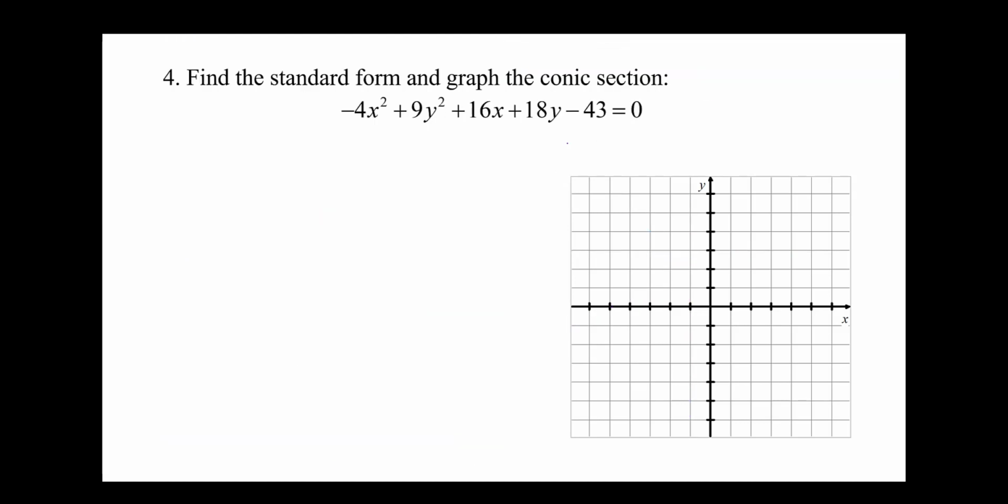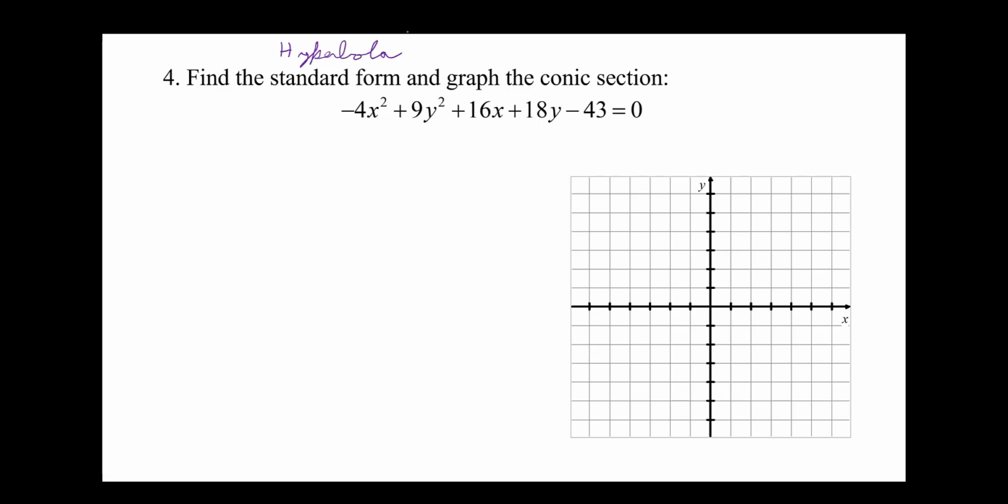Our next problem is to find the standard form and graph the conic section -4x² + 9y² + 16x + 18y - 43 = 0. The first thing we're going to do here is note that because we have a -4x² and a positive 9y², we have different signs for the x squared and the y squared. We're going to have a hyperbola.